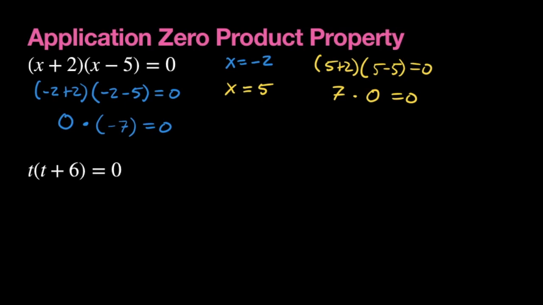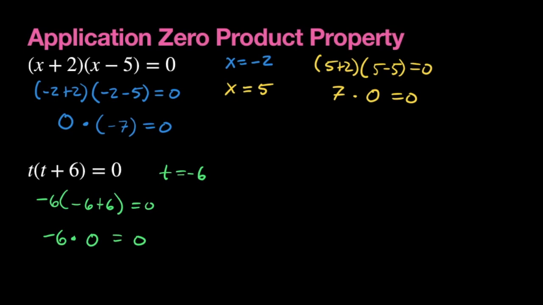For the next one, we're going to use -6. So we have t is equal to -6. So we have -6 times -6 plus 6, and that's equal to 0. So we have -6 times 0 is equal to 0. So this statement is true.